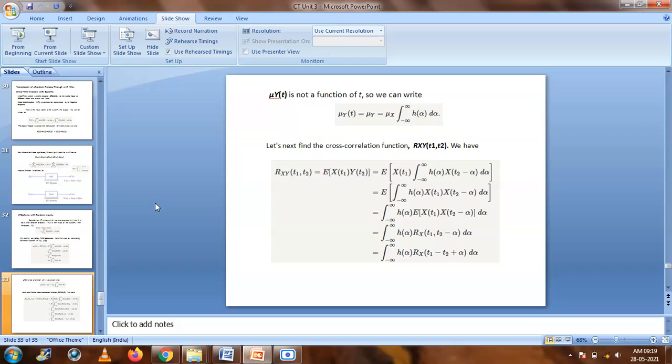That is a into b or b into a, both are equal. That is shown by the LTI system. Similarly, for the mean function you can use x or y. Then the cross-correlation function of x and y at t1 comma t2: you can use t1 t2 or t2 t1, both are equal. That is for the covariance and correlation functions in the linear time invariant system. We can represent the equation as R xy of t1 comma t2 equal to E of x of t1 times y of t2, which equals E of x of t1 times the integral from minus infinity to plus infinity of h of alpha x of t2 minus alpha d alpha. The equation continues, and the remaining parts are shown in the slide. The final equation is the integral from minus infinity to plus infinity of h of alpha R x of t1 minus t2 plus alpha d alpha.